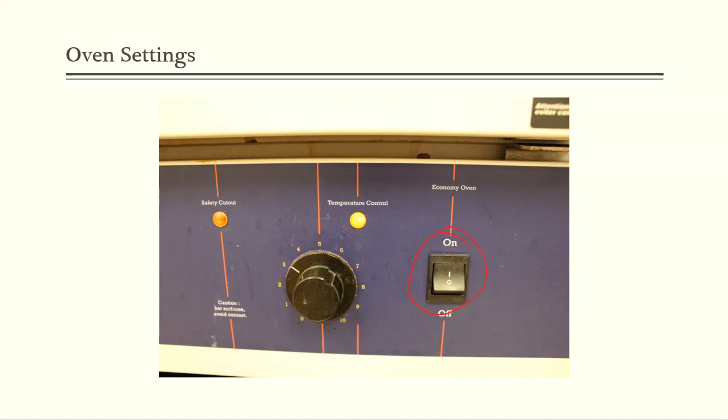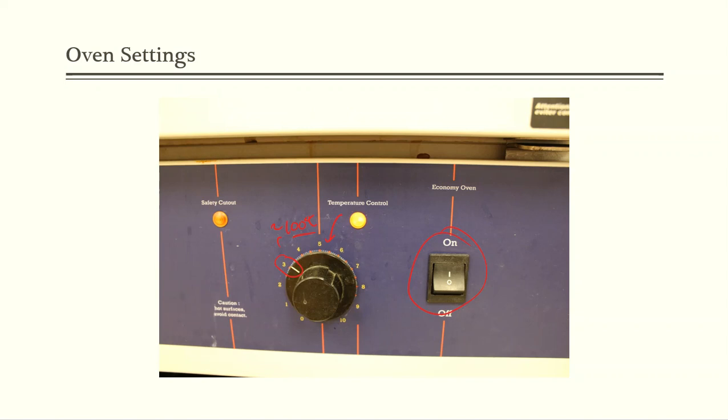So here's the on-off button, and then here's my temperature control here. And I've got it dialed in about a 3. That's normally where we keep it, and 3 gets me about 100 degrees Celsius, give or take a little bit. Sometimes it goes to 105 or 110, but that's kind of where it regulates itself at setting number 3 for us. So I turned it on.